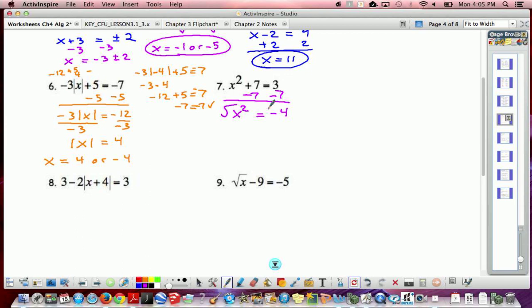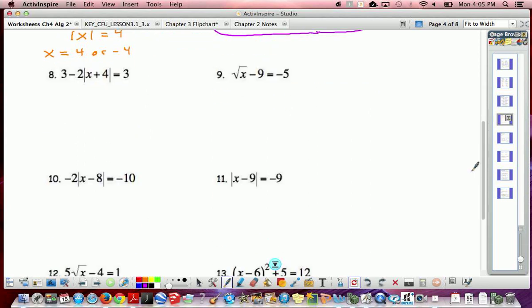Well, if I take the square root, plus or minus, I'll get x equals, well, can you take the square root of a negative number? Right now, you can't. So this would be no solution. Later on in this course, we'll talk about how we can get complex solutions. So right now, no solution. Can't take the square root of a negative number.